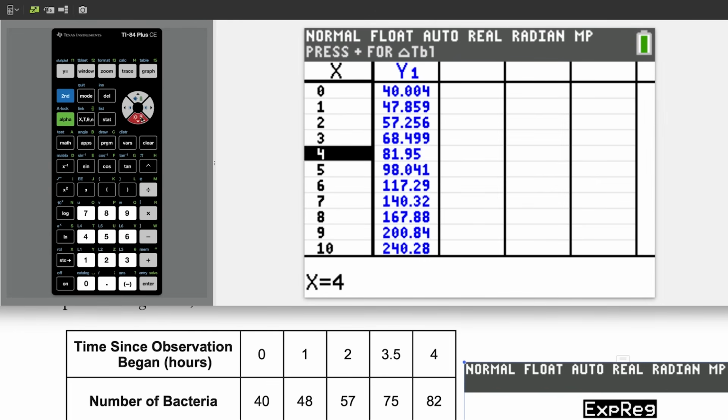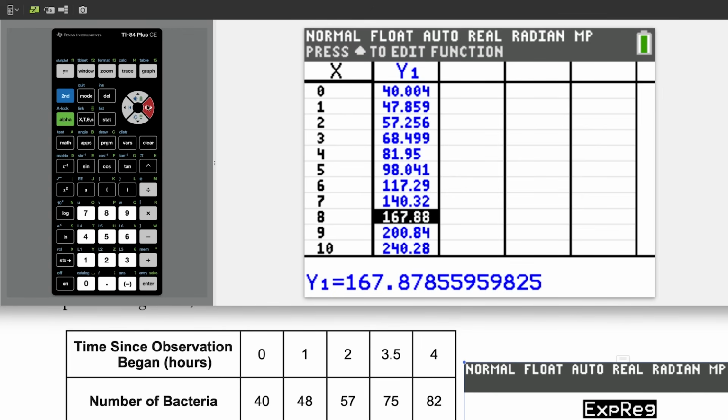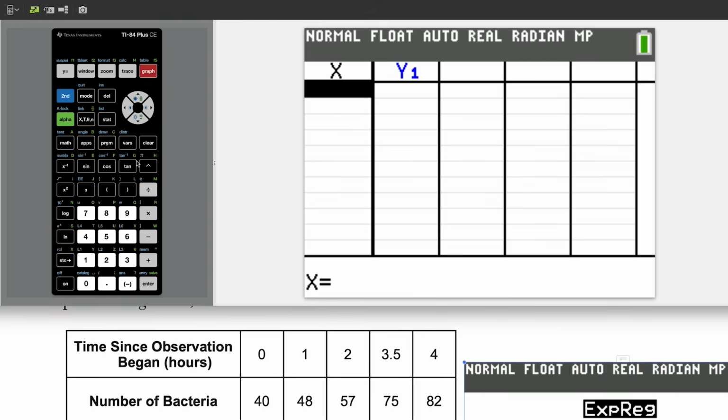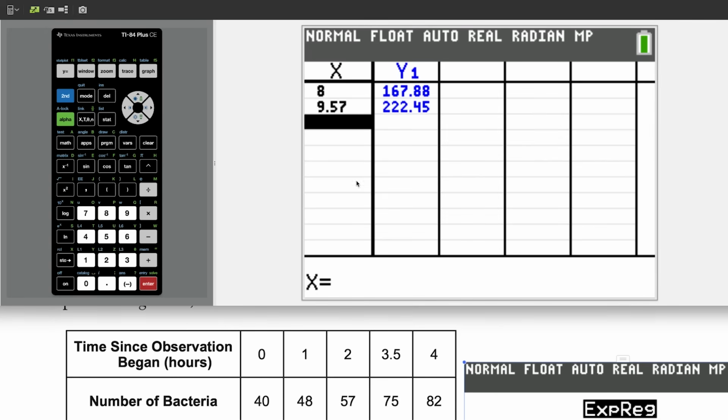And we can see here, if I scroll down, this is going to give us the number of bacteria. Now, one thing I want to point out: let's say we had to plug in a decimal value. We could always press second window and change the independent from auto to ask. And then what that does is we could go to the table and just type in the value that we want right away. And if I had to write in a decimal, let's say I cared about what was going on at 9.57, I could do that and get values, like I said, for decimal values as well.